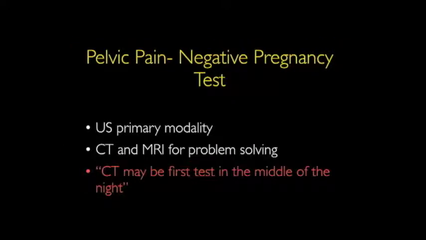So of course, what are the tests? We all know that ultrasound is the best modality to evaluate the female pelvis, and it's the primary modality. But CT and MR can be used for problem solving. We have to remember that this day and age, most of the time in the middle of the night, in many institutions the patient will get a CT as the first modality, even though there's a possible concern that this might be an adnexal process.